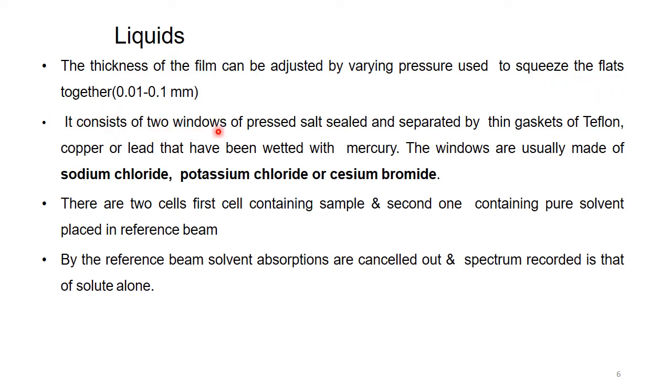It consists of two windows of pressed salt, sealed and separated by thin gaskets of Teflon, copper, or lead that have been wetted with mercury. The windows are usually made of sodium chloride, potassium chloride, or cesium bromide. There are two cells: the first cell containing the sample and the second one containing pure solvent placed in the reference beam. By the reference beam, solvent absorptions are cancelled out and the spectrum recorded is that of the solute alone.